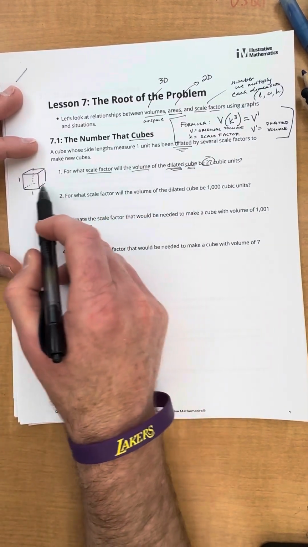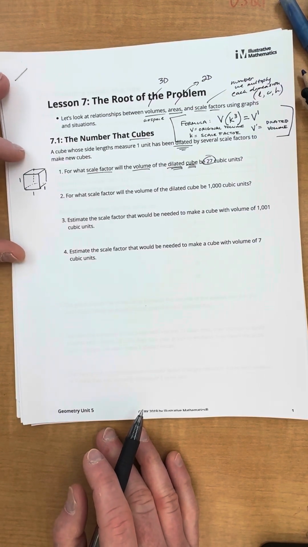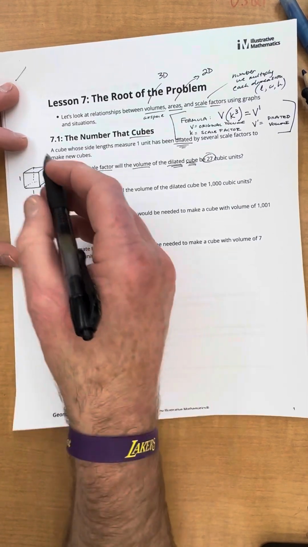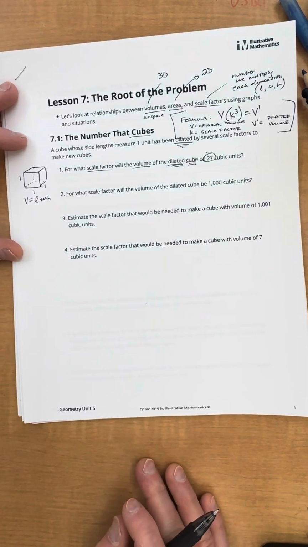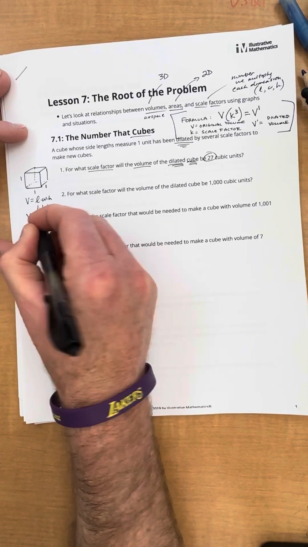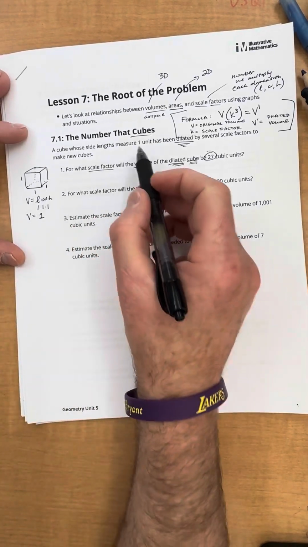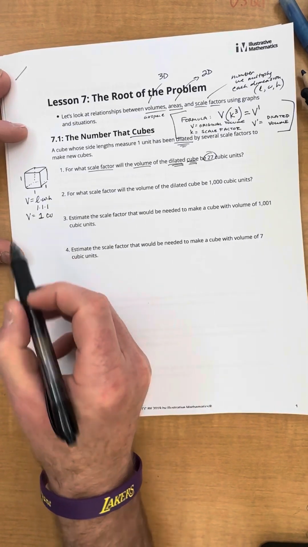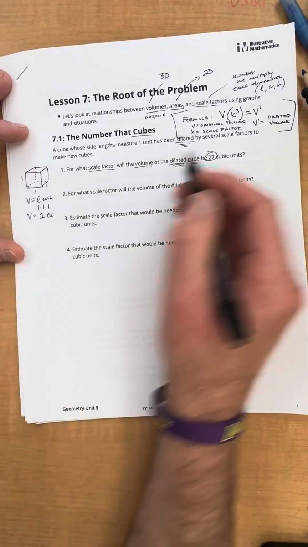Okay, so with this cube right here, all the sides are the same length, so these are all 1, and a cube's volume is length times width times height, as you know. So 1 times 1 times 1. So the volume of the original cube is just 1 cubic unit. So that's your V, right? Your original volume.